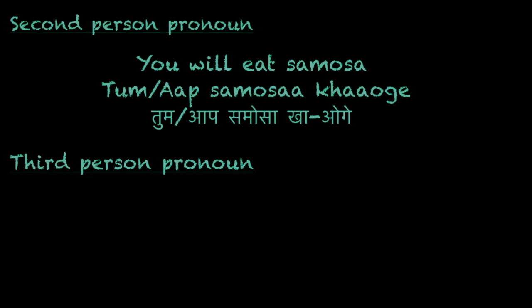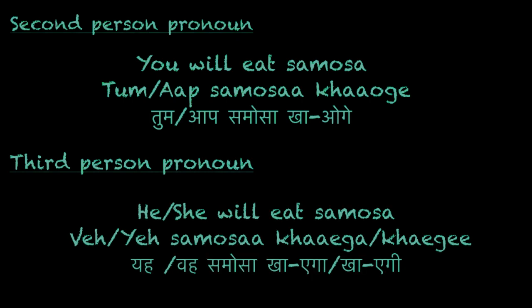Going ahead with the third person pronoun, which would either be he or she, or it could be someone's name also. So he or she will eat samosa. वह or यह samosa खाएगा. So the ega sound at the end of root verb for masculine gender and ege sound at the end of root verb for the feminine gender. So वह समोसा खाएगा or वह समोसा खाएगी.